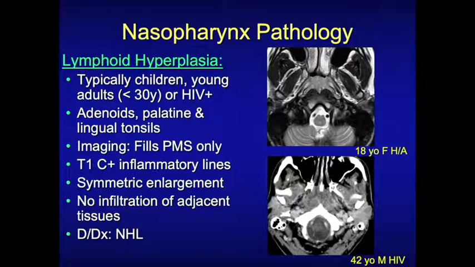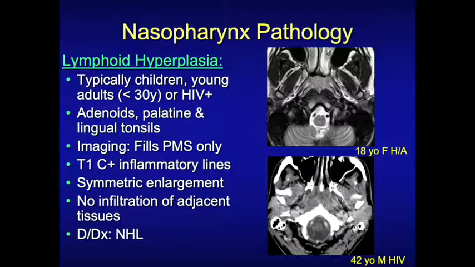Lymphoid hyperplasia is something that you will commonly see, typically in children or young adults, usually less than 30, or in HIV positive patients. What happens is there's hyperplasia of the adenoids, palatine, and lingual tonsils, and importantly, it fills only the pharyngeal mucosal space with no infiltration of the adjacent tissues. Also, it's typically symmetric and bilateral, and often there are inflammatory lines on post-contrast imaging.